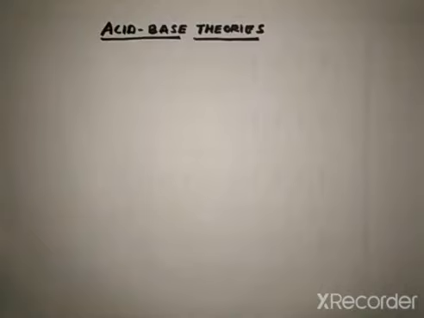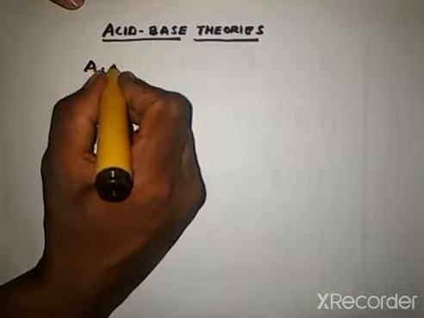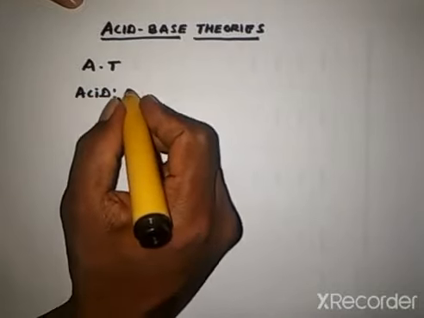Good morning, students. In the last class, we discussed acid-base theories. There are three theories: one is Arrhenius theory, the second one is Lowry-Bronsted theory, and the third one is Lewis theory.